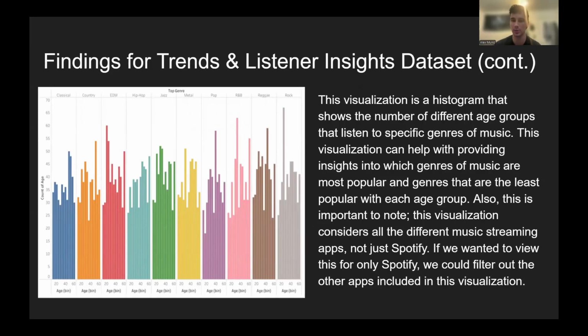And then again, this is just more of our trends that we found throughout our data collection. This visualization is a histogram that shows the number of different age groups that listen to specific genres of music. This visualization can help with providing insights into which genres of music are most popular and genres that are the least popular with each age group. Also, this is important to note, the visualization also considers all the different music streaming apps, not just Spotify.